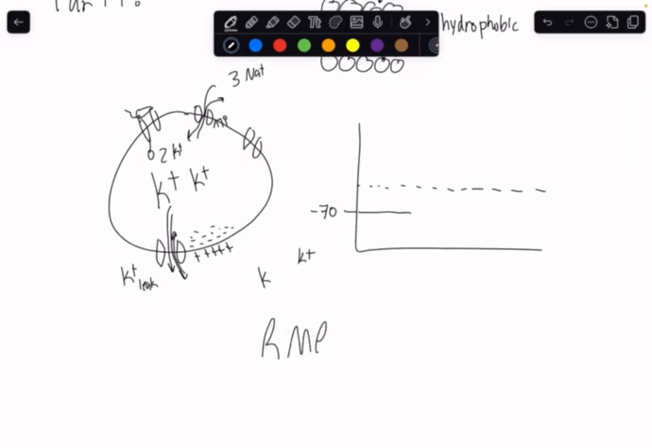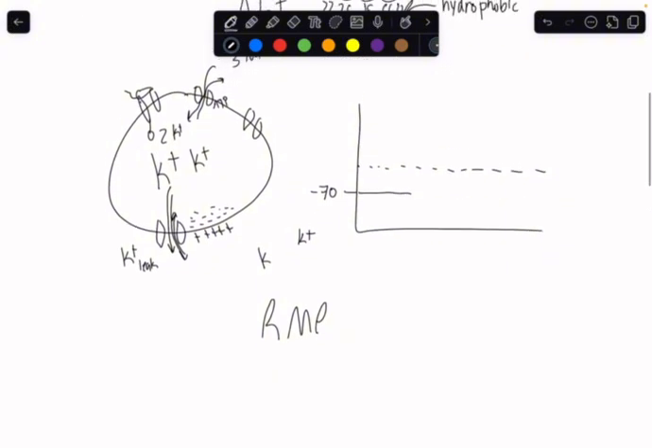Things that can affect this resting membrane potential, which we would just represent with RMP, is pretty much the concentration in the extracellular environment of the cell. So like we have, for example, hyperkalemia.